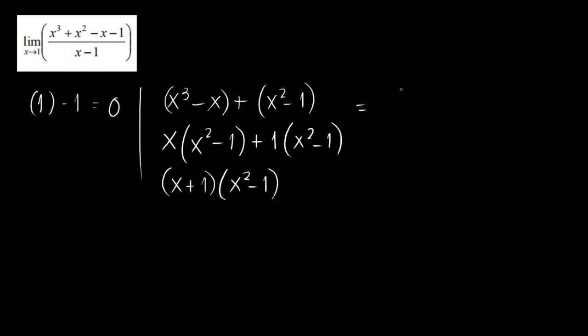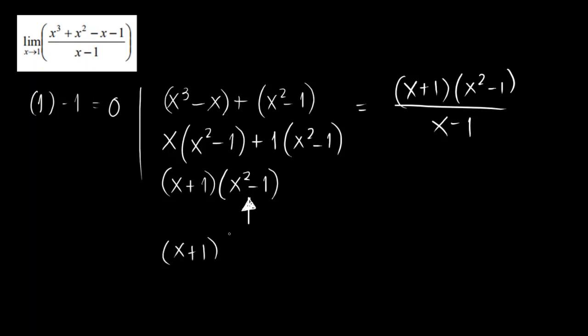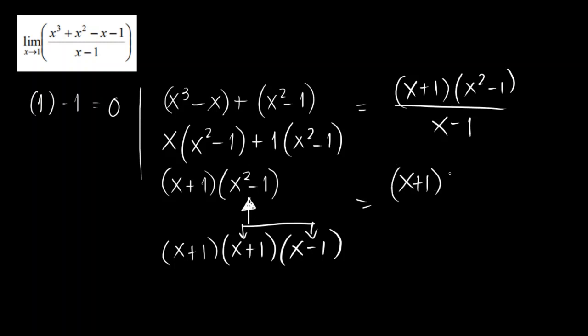Okay. So we have x plus 1, x squared minus 1 over x minus 1. We still can't cancel because there is no x minus 1 factor. No problem. This is actually a difference of squares. So, you can break this down further into x plus 1, and x minus 1. That is the factor of x squared minus 1. With that, we can now cancel. Let me cluster it. So that's x plus 1, x plus 1, x minus 1 all over x minus 1.